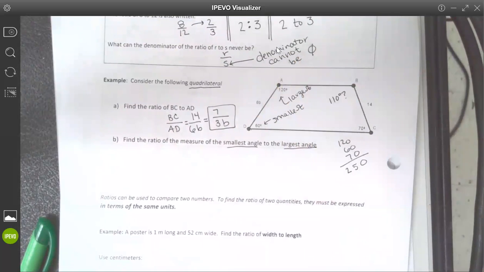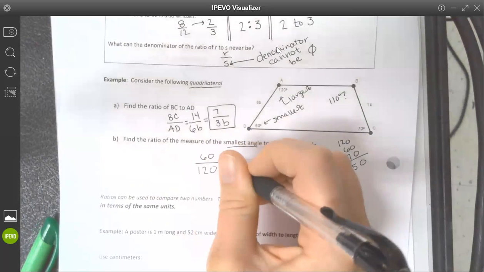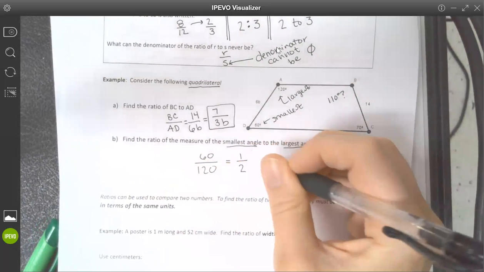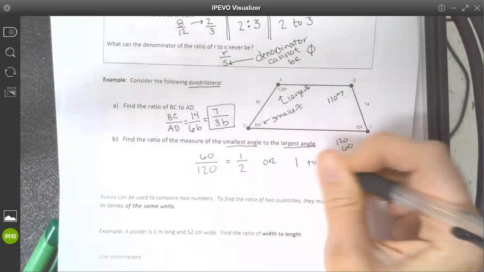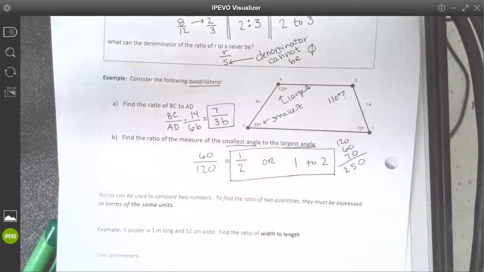And what's important here is also the order. So I wouldn't go 120 over 60 because it doesn't say what's the ratio largest to smallest. It's saying what's the ratio smallest to largest? So smallest being 60, largest being 120. What is the ratio smallest to largest reduced? 1/2. Or we could say it's 1 to 2. Okay, or any version of what's up above. That's the ratio from the smallest angle to the largest angle.